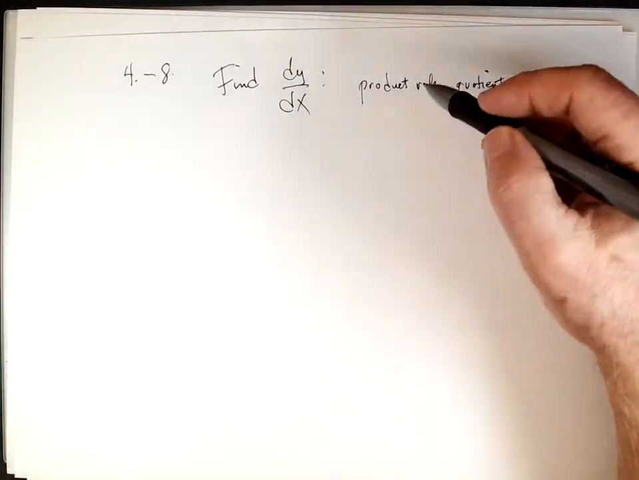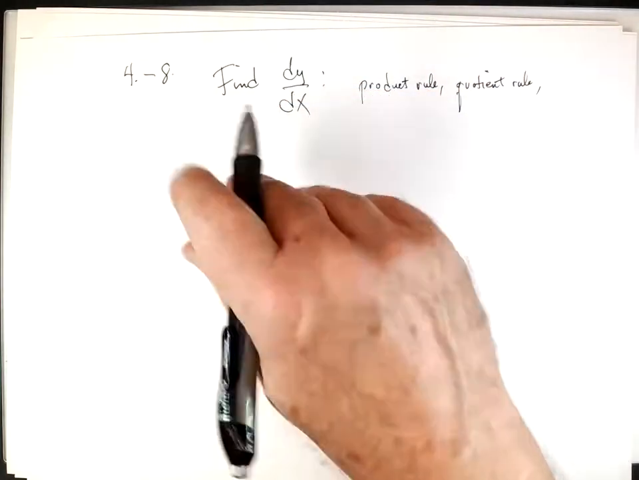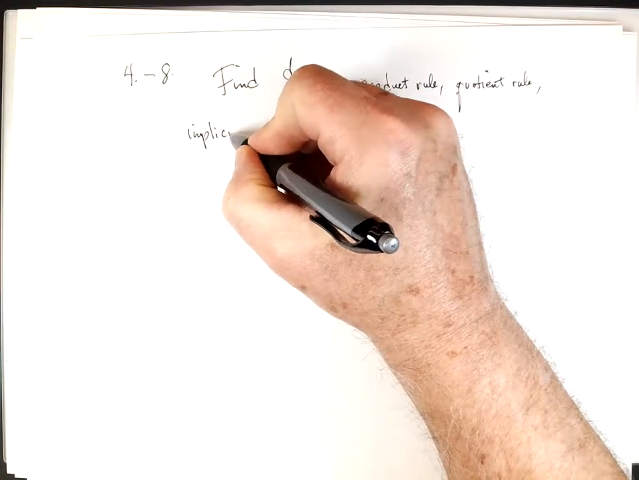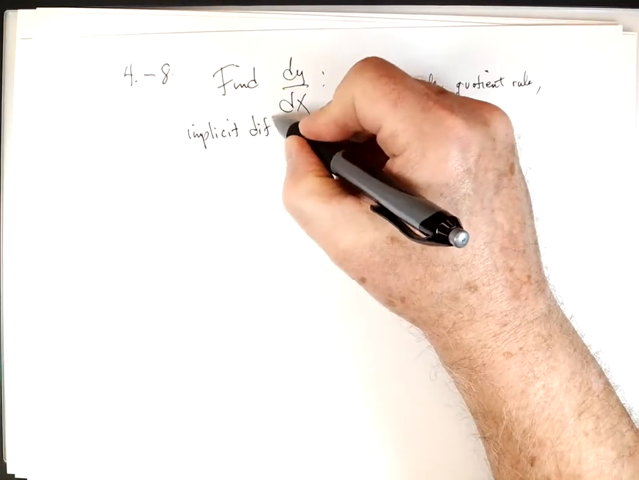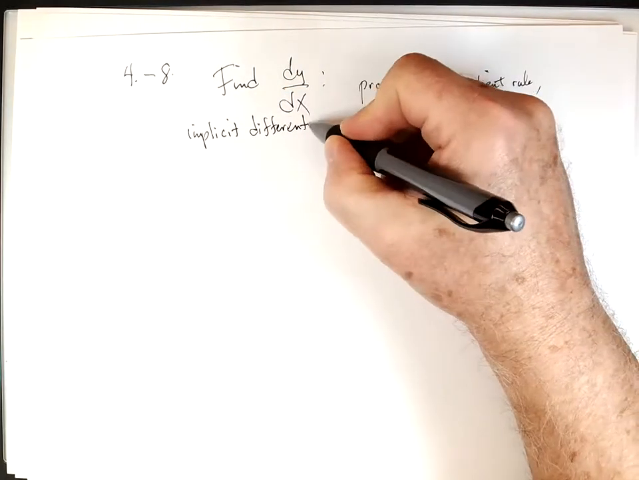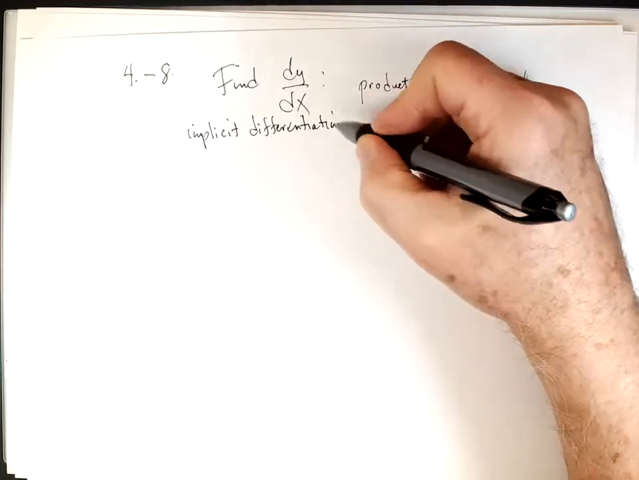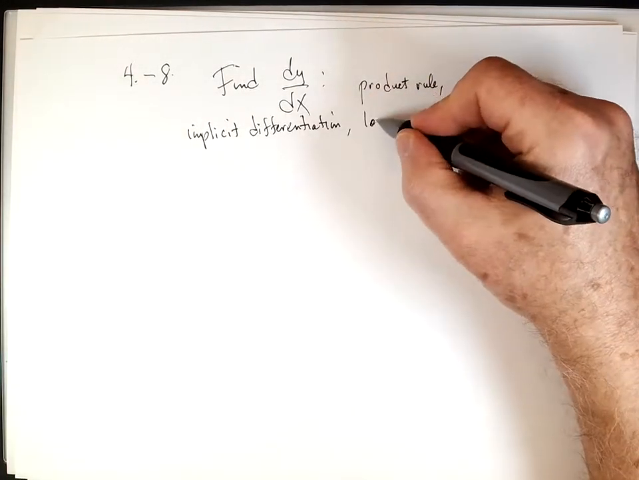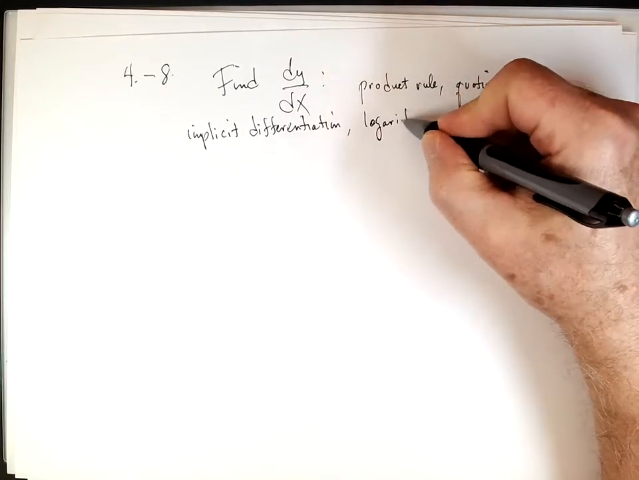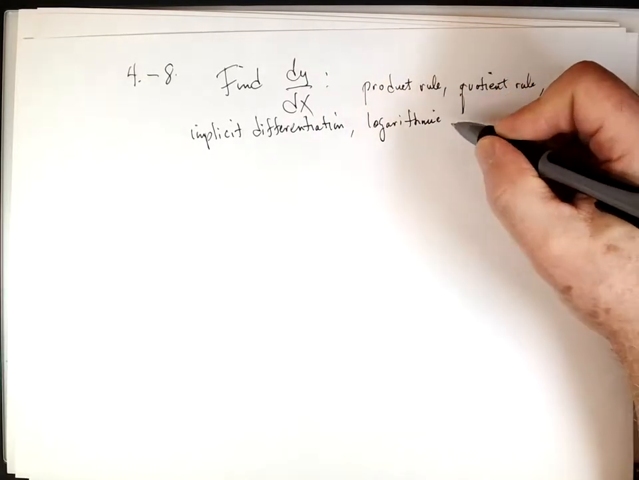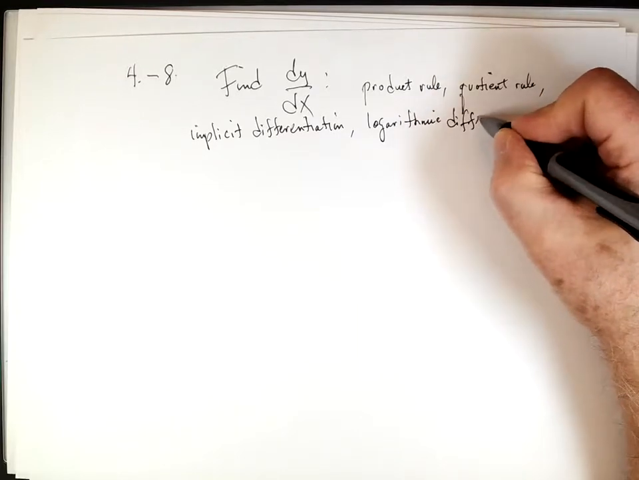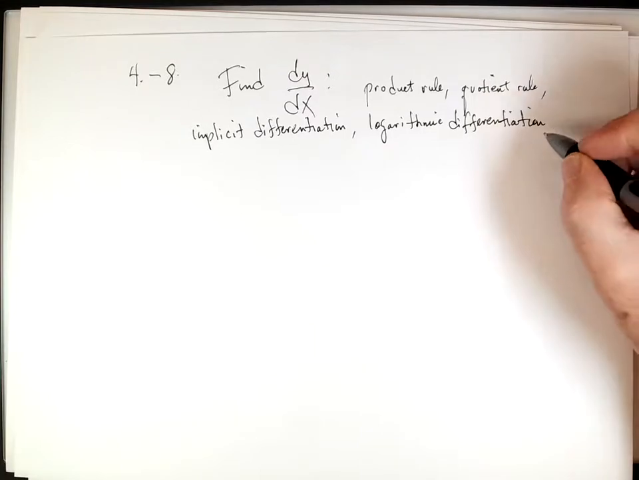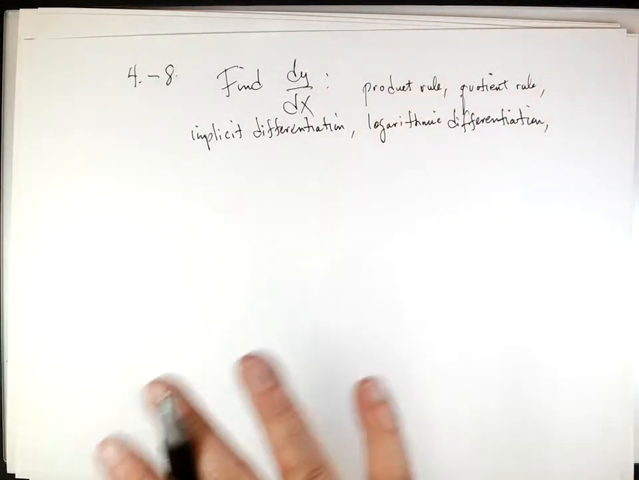Okay, you ready? Product rule, quotient rule. You should know implicit differentiation. You should know logarithmic differentiation. You may have one of these, and the thing to do is look at your test on the derivatives. If you can do the test, you can do every one of these on the final. Now, those are techniques.